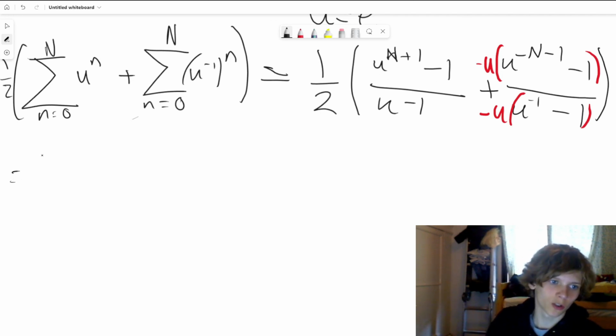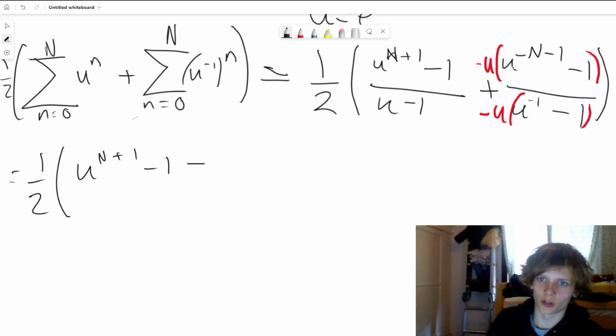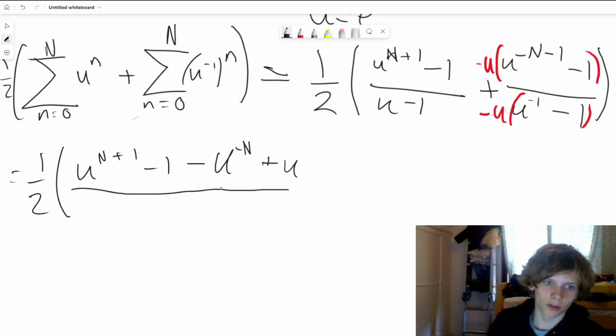So this gives us 1/2 times u to the N plus 1 minus 1 minus, and then we have u times u to the negative N minus 1, which will just give us minus u to the negative N. And then minus 1 times negative u will give us plus u. Alrighty, and on the denominator we have u minus 1.